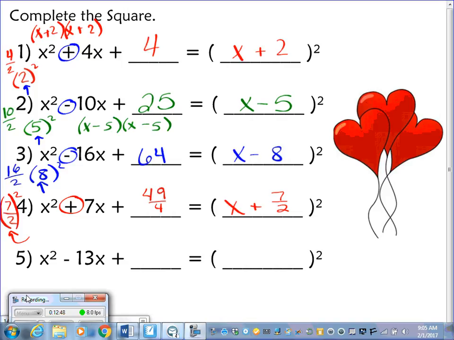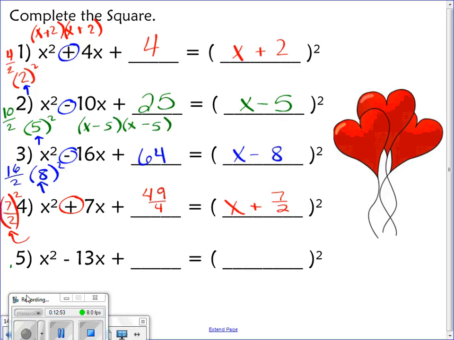All right, number 5. What's your b value? 13. We divide it by 2, which doesn't divide nicely. Good. 169 over 4 is what you're going to have there. Then how does it factor? Perfect. Squared. Because, technically it would factor to 2 of those. But this whole process is called completing the square because I'm guaranteed I will be able to write it as something squared. How are we doing so far?